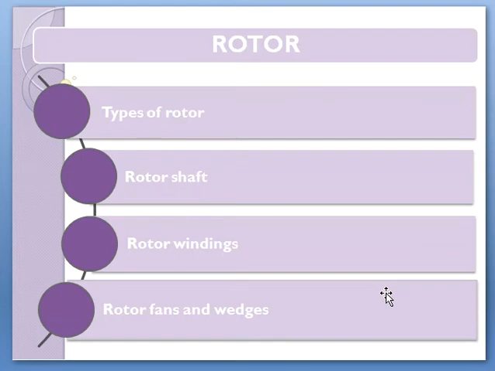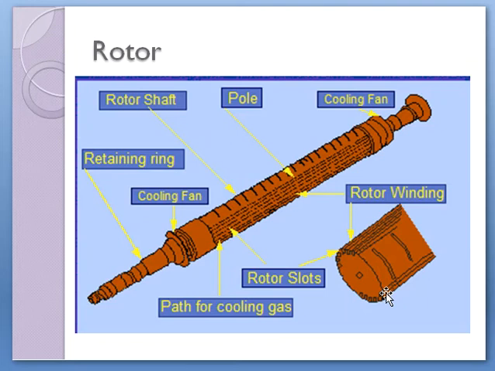Next, coming to the rotor. The parts are the rotor shaft, rotor windings, and rotor fans and wedges. Now the rotor, we can see the location here. This is the rotor coming from one end. This is called the retaining ring. Then there are cooling fans. Then these are the rotor windings. These are the poles and the cooling fan on the other side, and the rotor shaft.